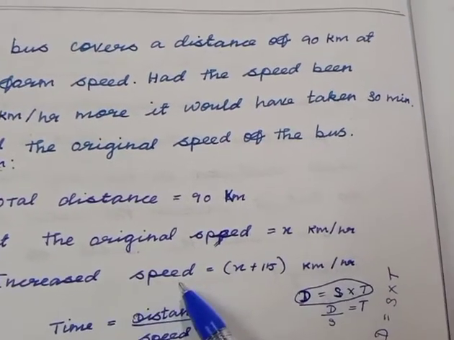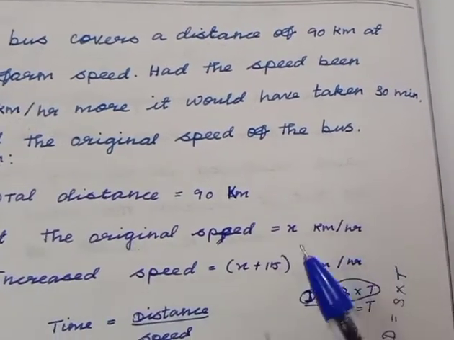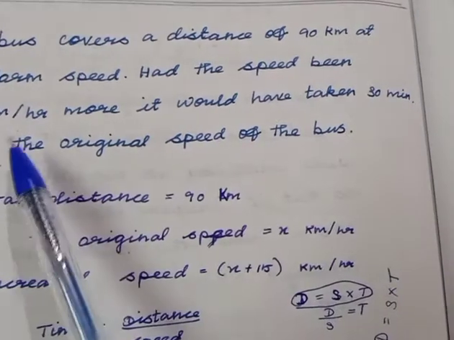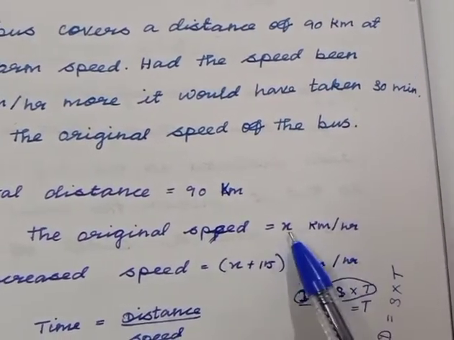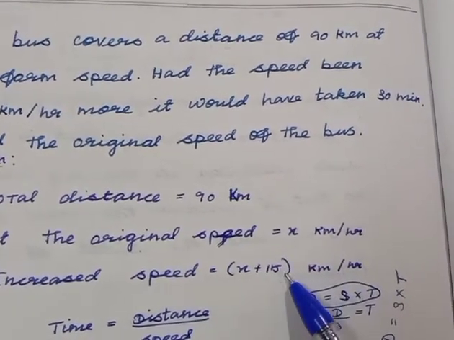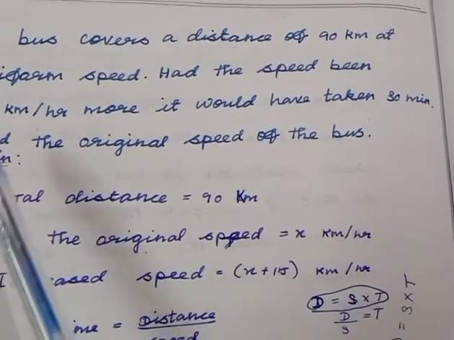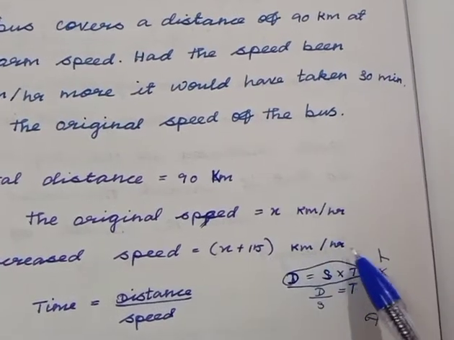Increased speed, what is given? 15 kilometer per hour. So the original speed we consider as x, and the increased speed is 15 more. So x plus 15 kilometer per hour. Have you understood students? The original speed is x, so 15 kilometer per hour is increased. So the increased speed is the original plus 15, that is x plus 15 kilometer per hour.